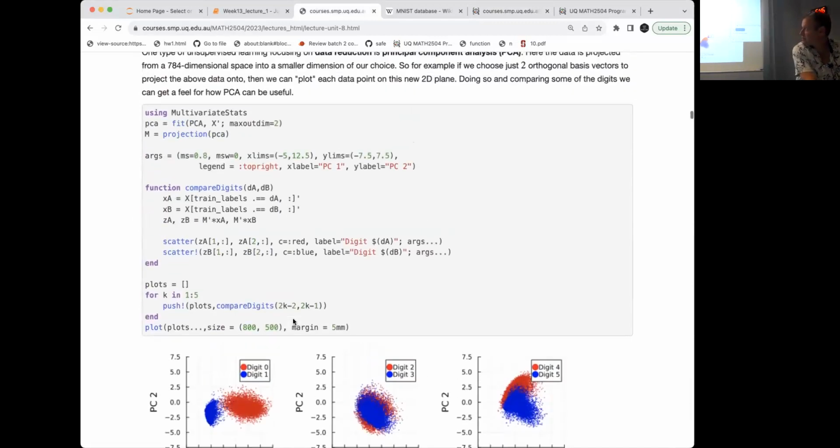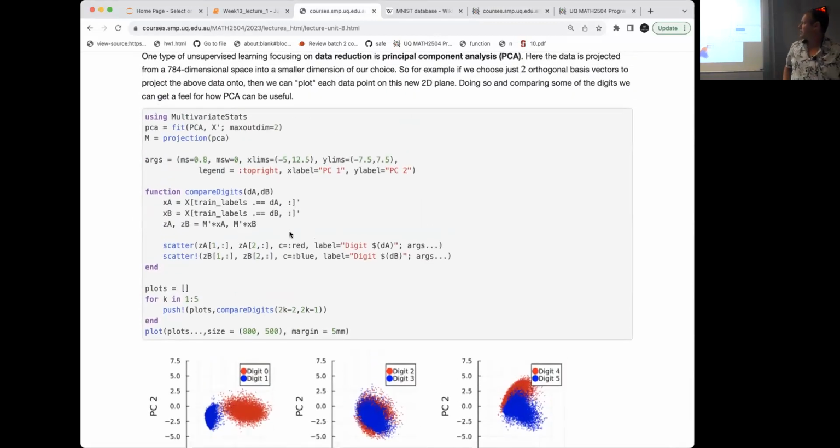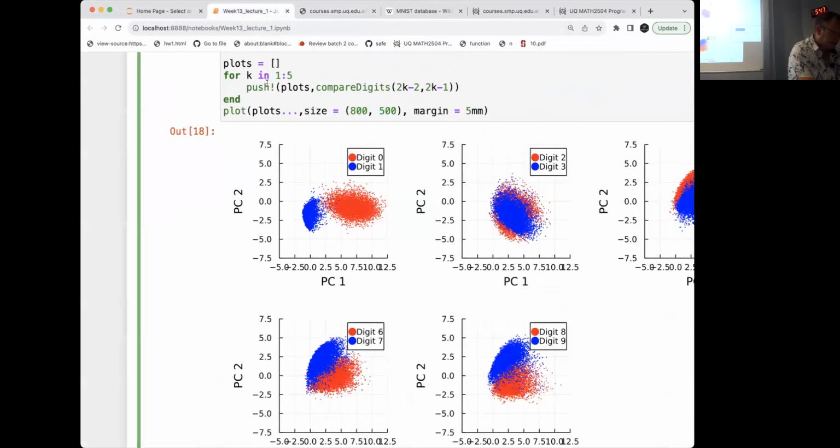Any questions about this code? There's a whole lot here, but basically it's mostly code that's here to, after we did PCA and we got the matrix, let's actually look at the matrix M, the projection matrix.